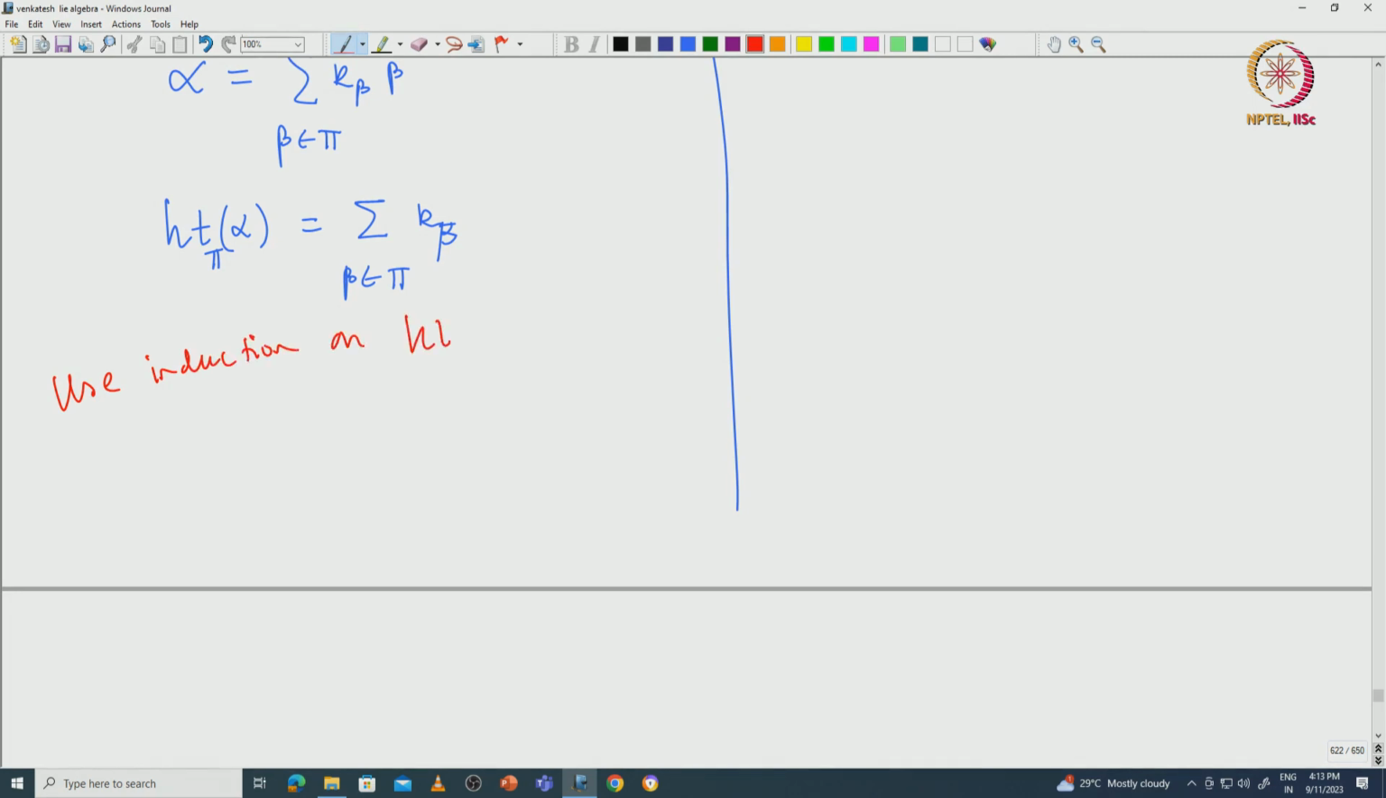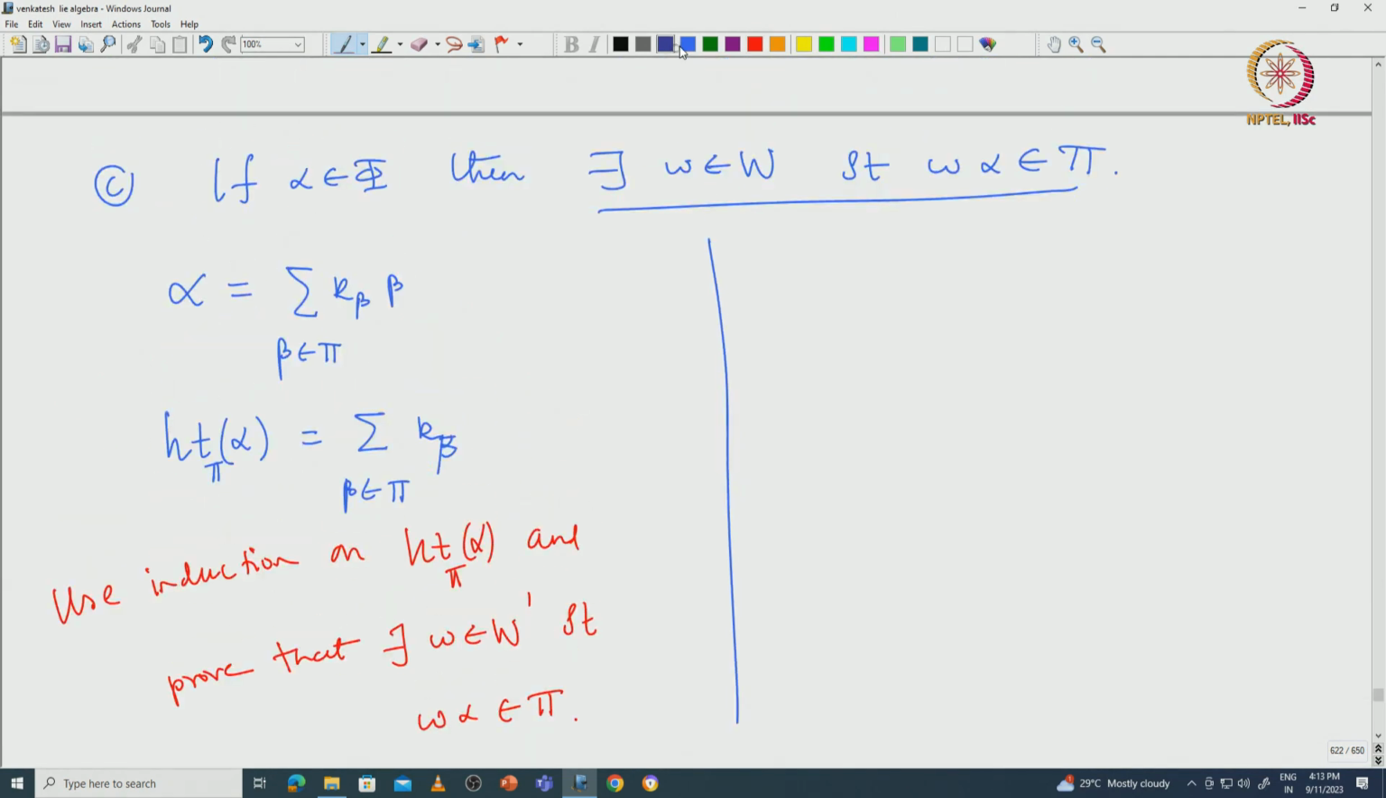So, use induction on this height of alpha and prove that there exists W1 in W such that W1 of alpha is in pi. Okay. So, this is something easy, not that hard. So, let us now prove that in another way, the same result.